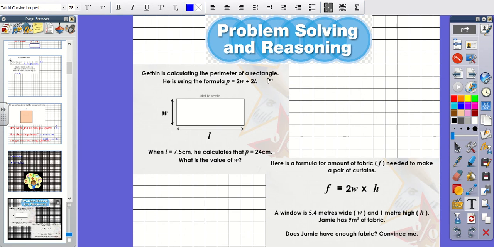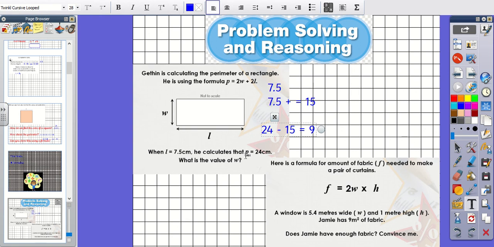So we know that L is 7.5. Now it tells us here that we've got two 7.5s. So if I added those together, 7 add 7 would give me 14. Add the 0.5s would give me an extra 1. So that would give me 15. Now he's saying that perimeter altogether is 24. So I'm going to do 24 take away 15, because that's what we know. So 24 take away 15 is going to be 9.